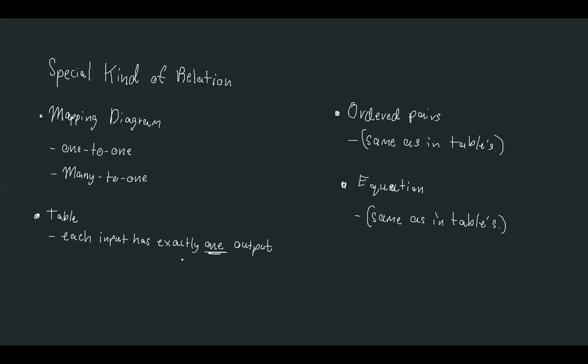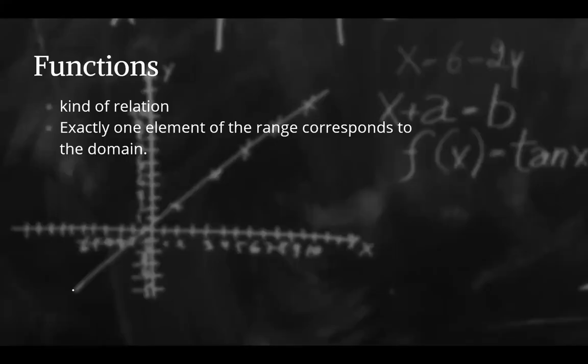So, in general, what is this special kind of relation? All right, what is this basically? So this one is what we call the functions. A function is a kind of relation in which exactly one element of the range corresponds to each element of the domain. Only one. All right, only one.